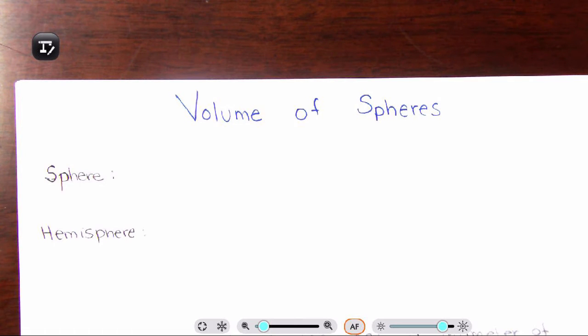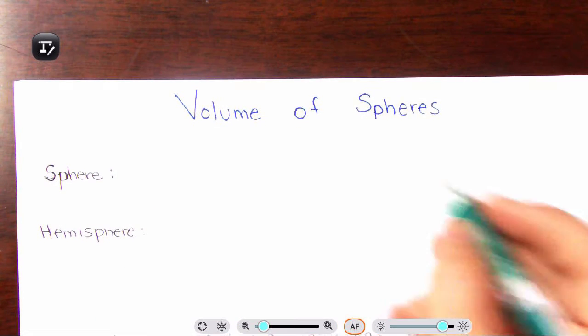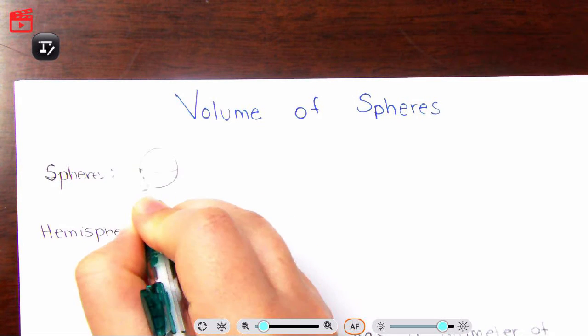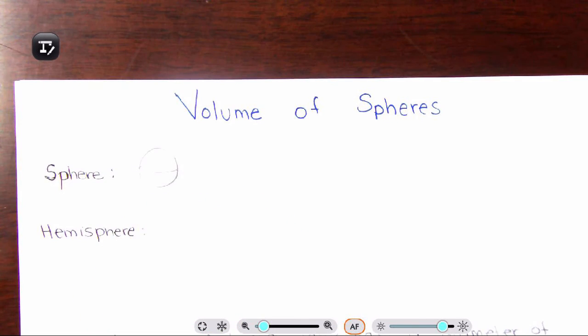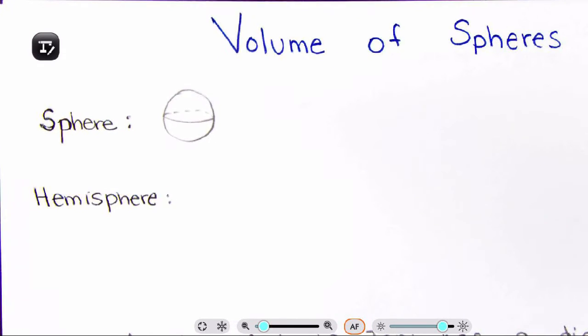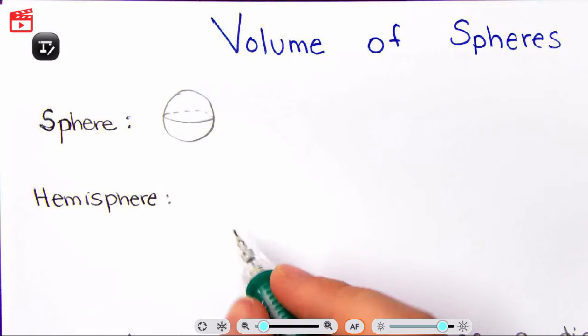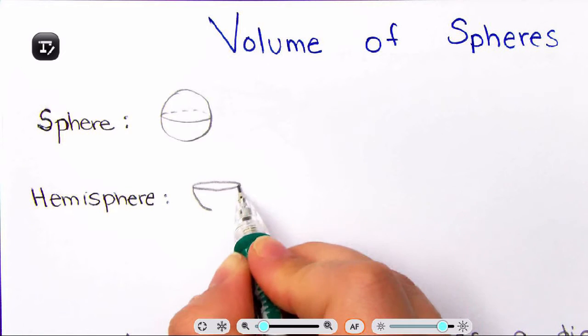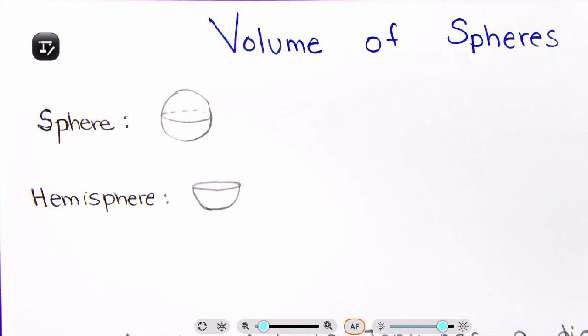Now, when you're thinking of a sphere, think of a basketball, baseball, volleyball, tennis ball, golf ball. So that's what we're going to draw. So a sphere, like I said, is just like a basketball, softball, anything like that. Now, a hemisphere is that shape cut in half. You're going to be dealing with both.